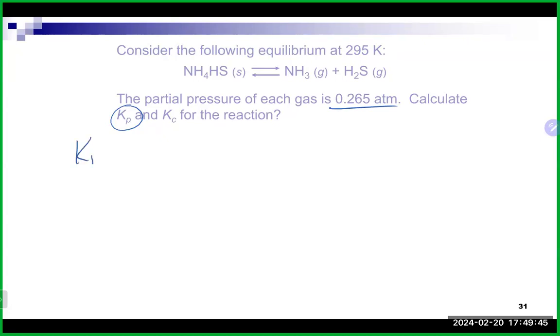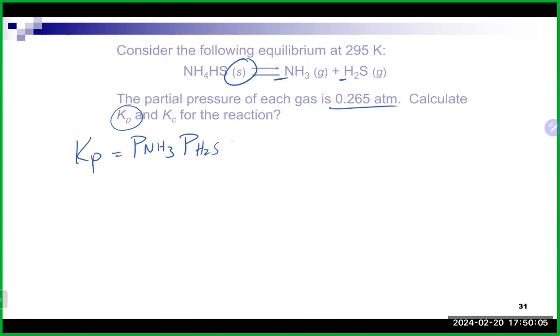So our Kp in this case would be our products, so the partial pressure of NH3 times the partial pressure of H2S. Once again, the coefficients here are 1, so we don't have to put anything there. Here we do have a solid for our reactants, which means we are not going to include it in our equilibrium expression. So that is it.